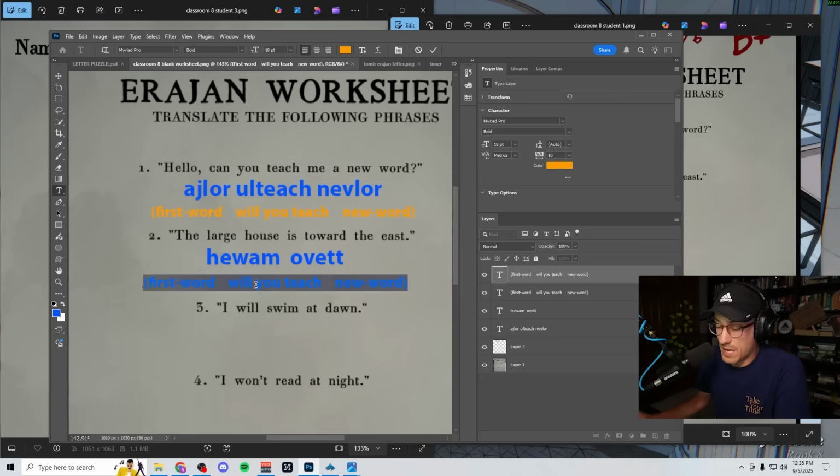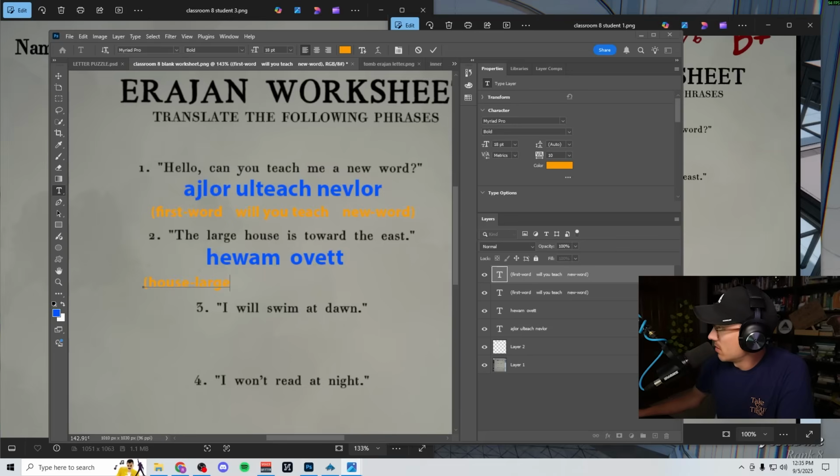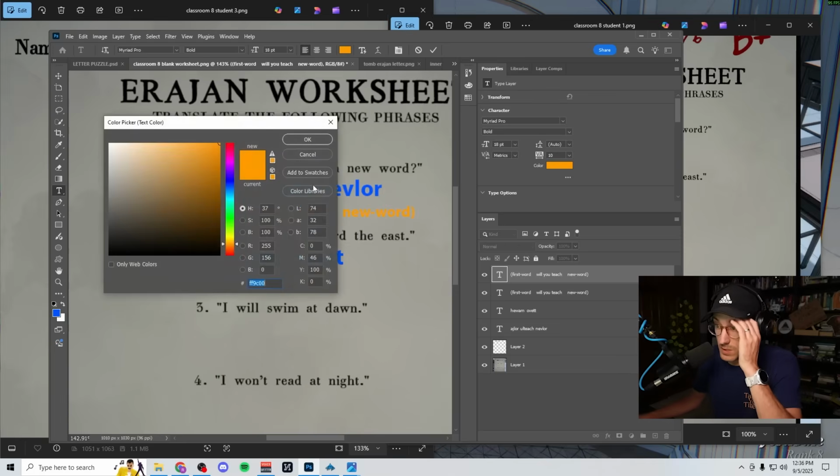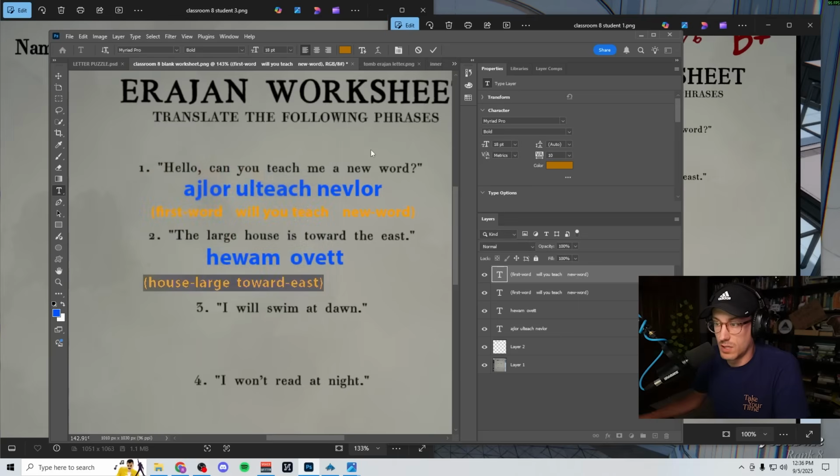Here, what that means is actually house large. Is that correct? House large. Yes. And then ov means towards, or toward east. I should have put a dash there. Let's make this a slightly darker color so it's a little bit easier to see for everybody.